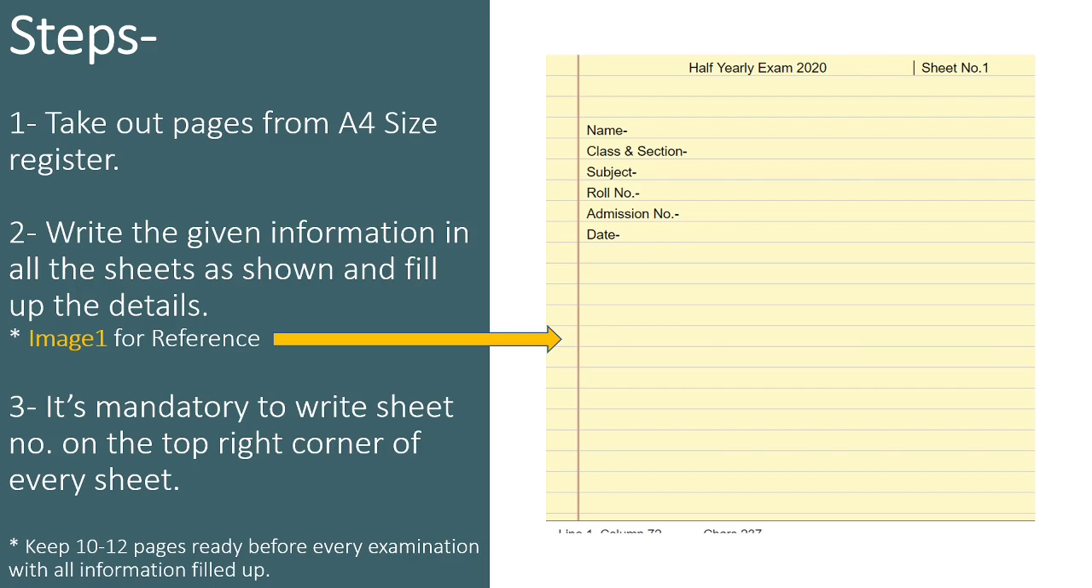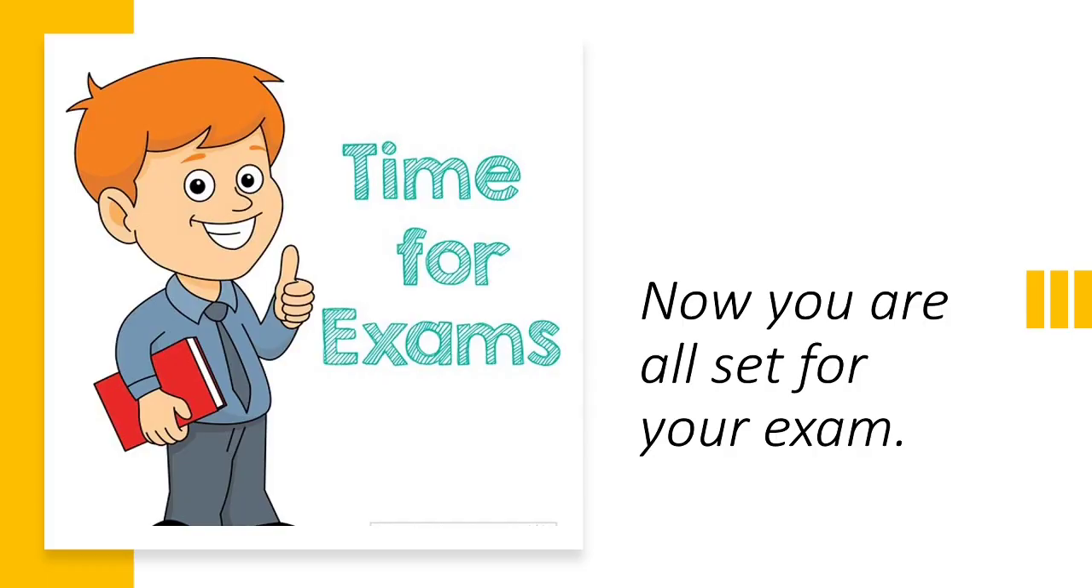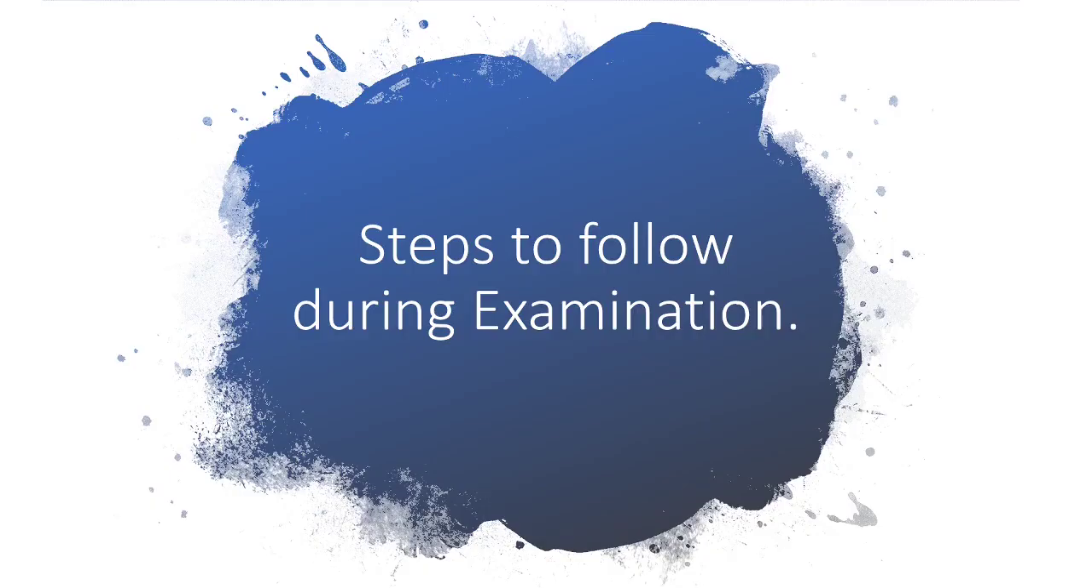It is mandatory to write the sheet number on top right corner of every sheet. That is, on sheet number 1 you will write sheet number 1. Second sheet you will write sheet number 2. Third sheet, sheet number 3 and so on. Keep 10 to 12 pages ready before every examination with all information filled up. Now you are all set up for your exam.